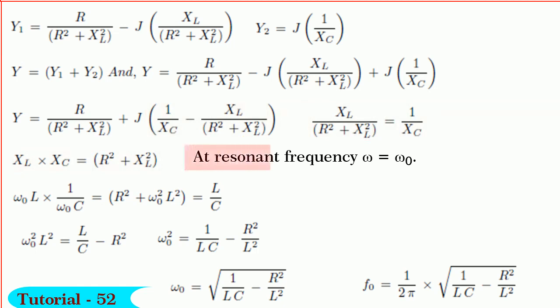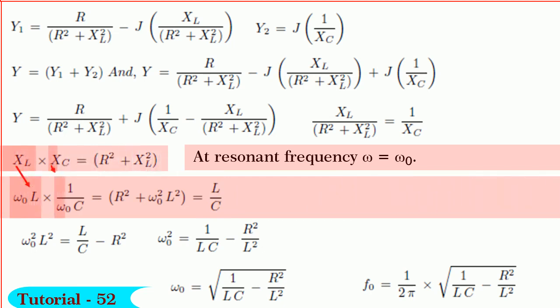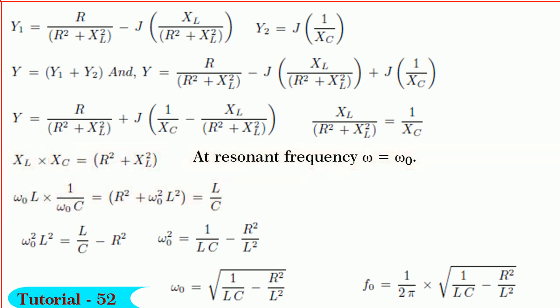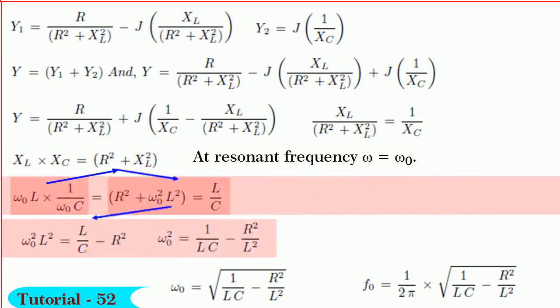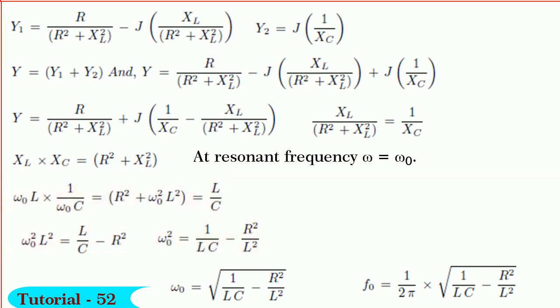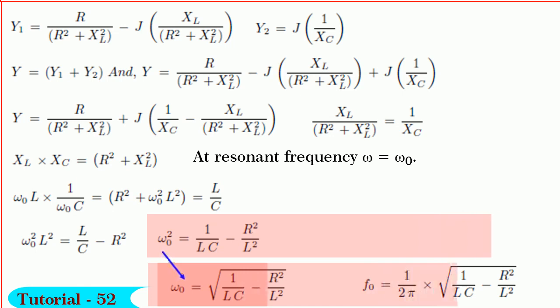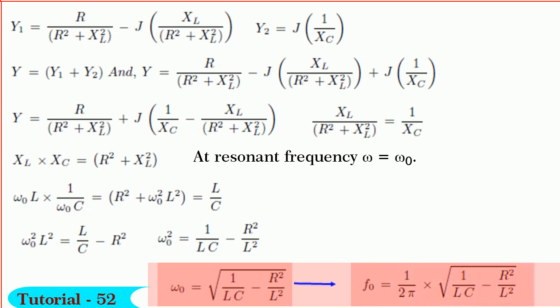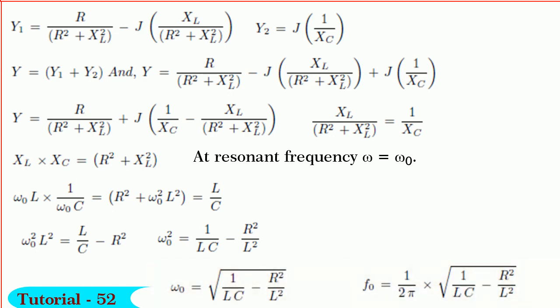But at resonance, omega is equal to omega naught and XL is equal to omega naught L and XC is equal to 1 divided by omega naught C. By substituting and solving, we get omega naught square is equal to 1 divided by LC minus R square by L square. Or omega naught is equal to square root of 1 divided by LC minus R square divided by L square. And f naught is equal to 1 divided by 2 pi into square root of 1 divided by LC minus R square divided by L square. It is so simple, isn't it?